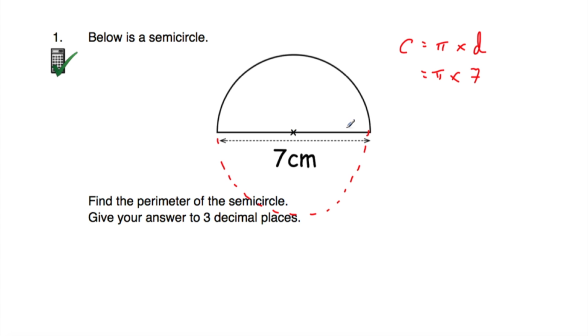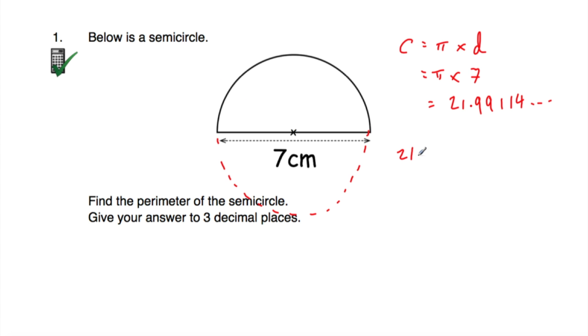So pi times 7, that's 7 pi, which is equal to 21.99114 and so on centimeters. That's the circumference of the whole circle. Now we just want to find the length of this arc, this bit here. So if we divide this by 2, we'll get this distance.